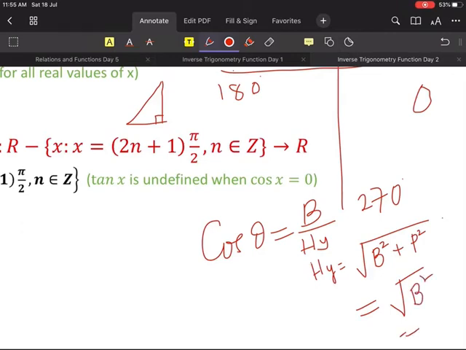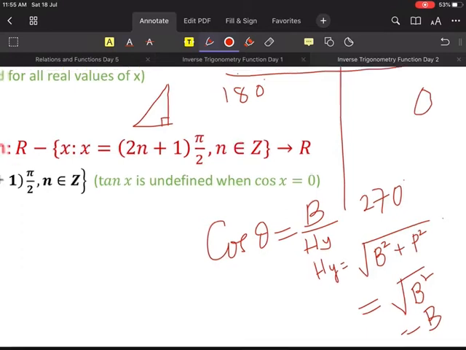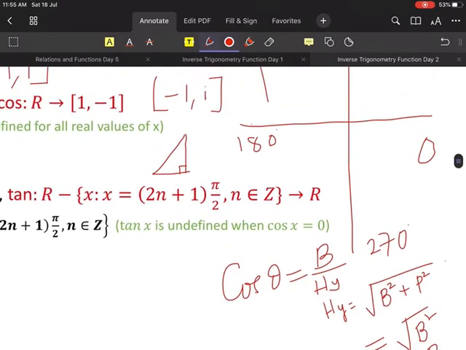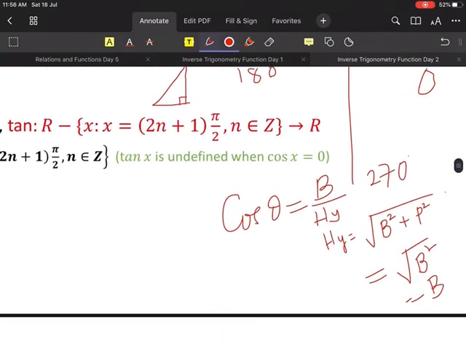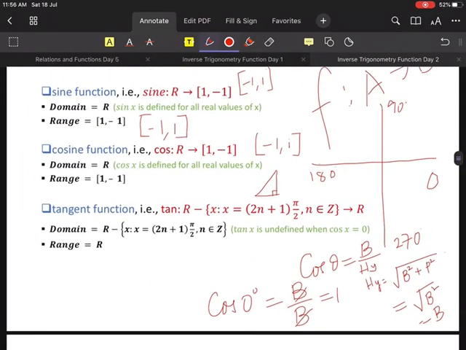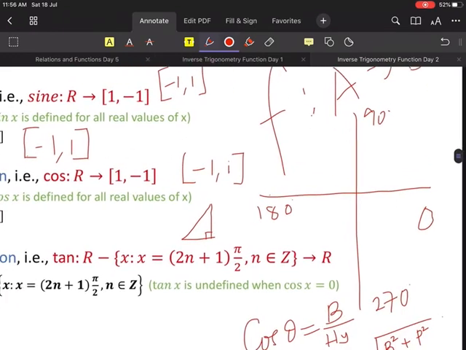Look, this is for easy memorization. The perpendicular will become 0, so it will become root over of b square, so hypotenuse will become b. Yes or no? Hypotenuse will become b because perpendicular is 0, because there is only base in here. There is no height. So now, if hypotenuse is base, I can write cos 0 degree as base by base, and that is equal to 1. This is the easier way to remember these values.